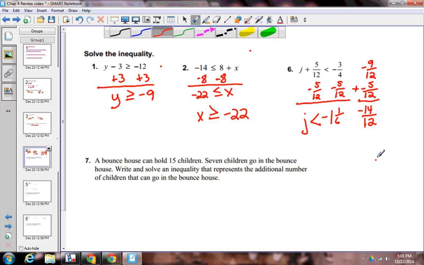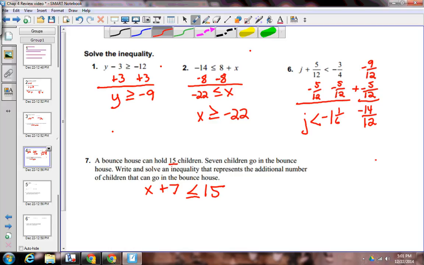What I seem to do first is look at what goes on the other side of the inequality. In that case, it's that we can have 15 children at most. So we would be putting the less than or equal symbol with 15. And then we know there's already 7 children in the bouncy house. So we would have a certain number x that we can add to 7, but we still have to be up to 15. So that's our inequality that we would write to solve.